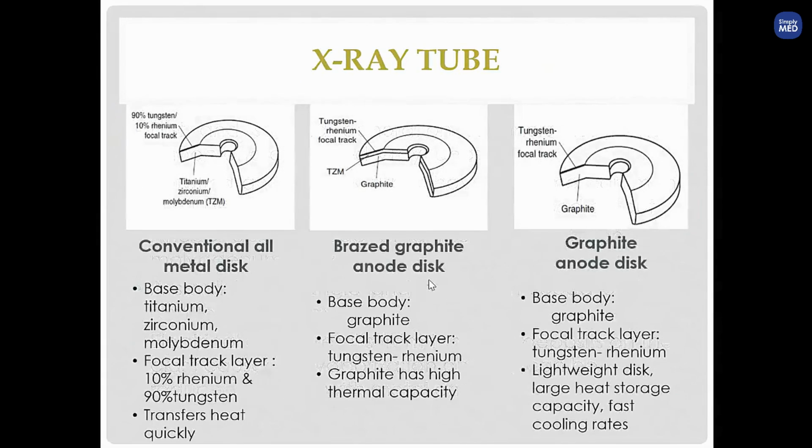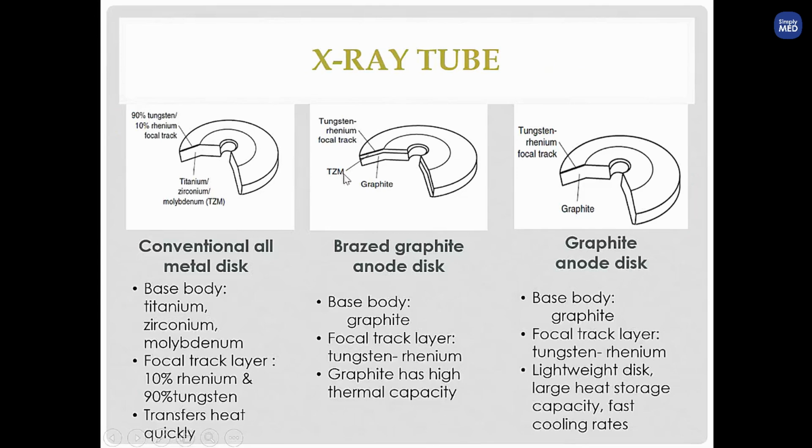In the X-ray tube, we have normally three types of anode disc. One is the conventional all-metal disc, one is the brass graphite anode disc, and the other is the graphite anode disc. Here the base body will be made up of titanium, zirconium, and molybdenum, and then the focal track layer. This is the focal track layer. This will be made up of 10% uranium and 90% tungsten, and they transfer heat quickly.